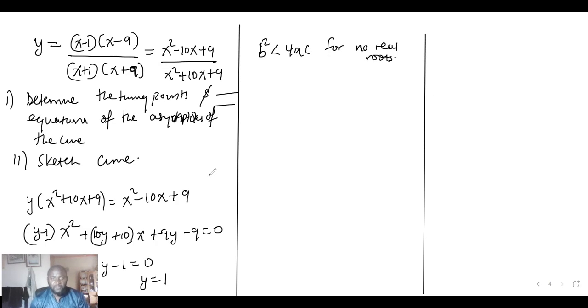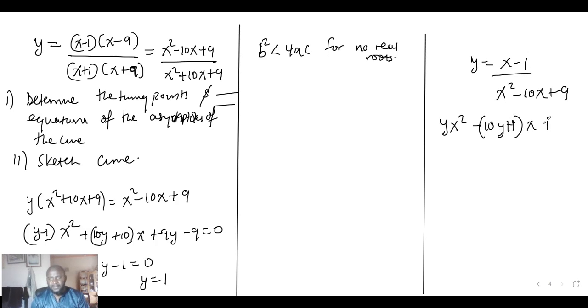There are some curves you'll find like this one, like y is equal to x minus 1 out of x squared minus 10x plus 9. You will see that this is yx squared minus 10y minus 1 of x plus maybe 9y plus 1 is 0. Do you see that this one is y? So y is equal to 0 is the asymptote. So it is not automatic that it is always y equals 1.